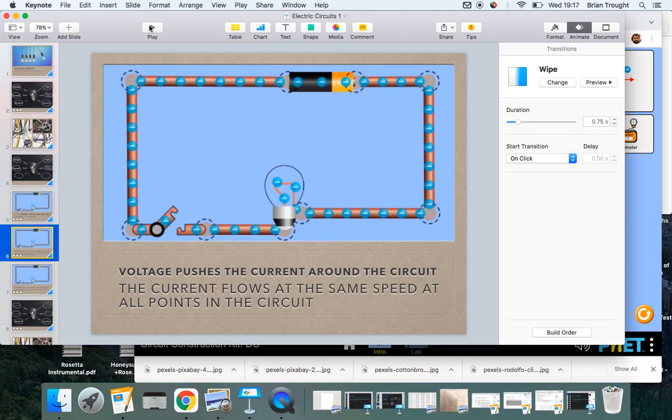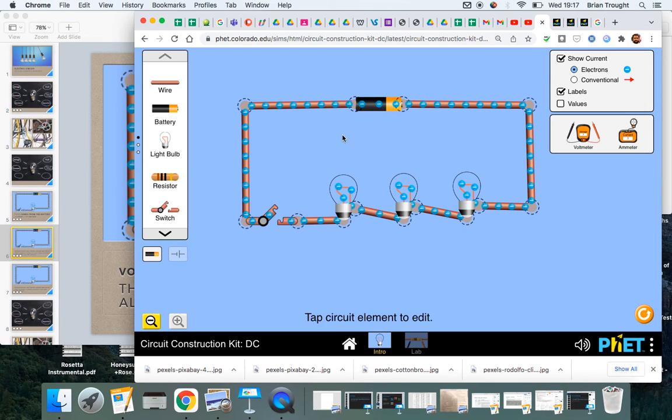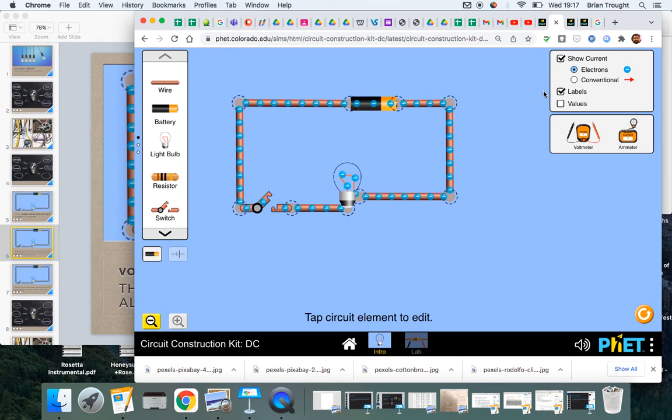So let's have a look at the applet. It's this one we want. If I close the switch, we'll see that the speed of the current, or the speed of the charge, even through the bulb itself, is all the same. So the current moving around the circuit travels at the same speed, or the charge moving around the circuit travels at the same speed, so the current is the same.